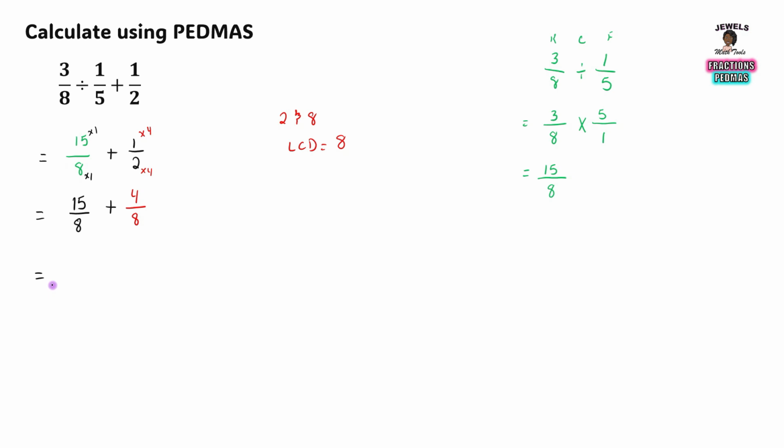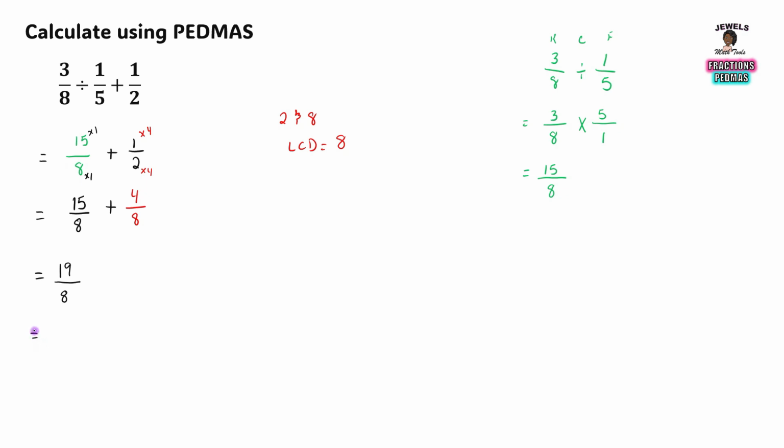So now that we have our fractions with their LCD and we've converted our 1/2 into its equivalent form, remember that when adding our fractions, we add the numerators. So we will add 15 plus 4, which will equal 19. And then we will keep our denominator of 8.